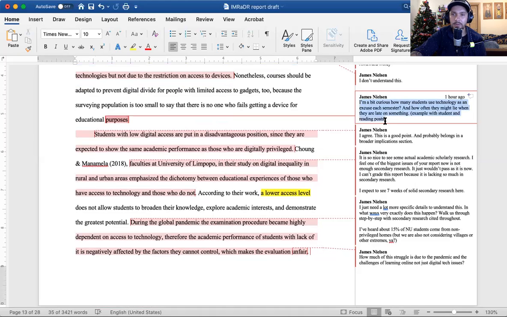And then also I was wondering, now this is maybe something that they're not going to cover in their research, and if not, that's okay. But I'm kind of curious how many students use technology as an excuse each semester when it's a lie. I know that there might not be anything we can do about that, but I know that students use this as a lie each semester because there are different ways that I can prove that it's a lie.